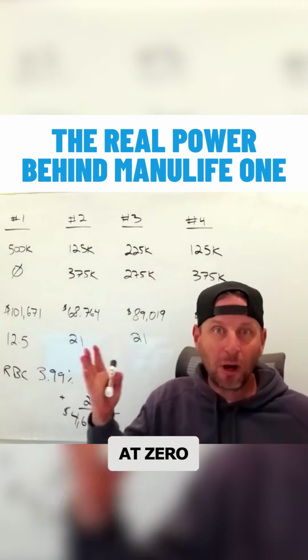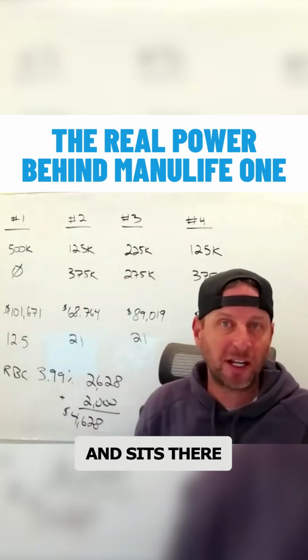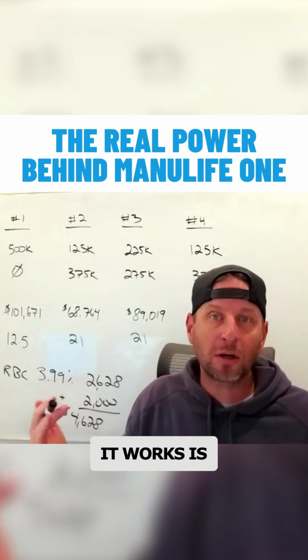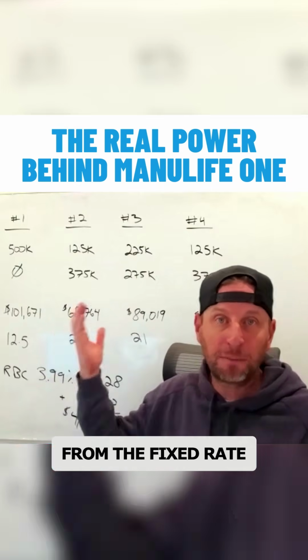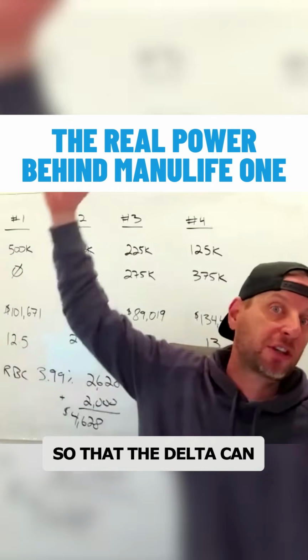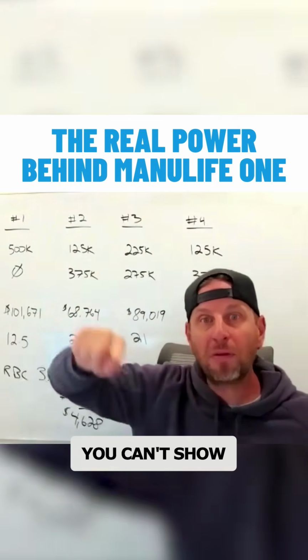When the HELOC's at zero, when it gets paid down, all the delta just goes there and sits like a savings account. Now you're just in a regular mortgage. So the only way it works is the clients have to shift money from the fixed rate sub account back to the HELOC so that the delta can start going against it. But you can't show that on the calculator. You can't show that step.